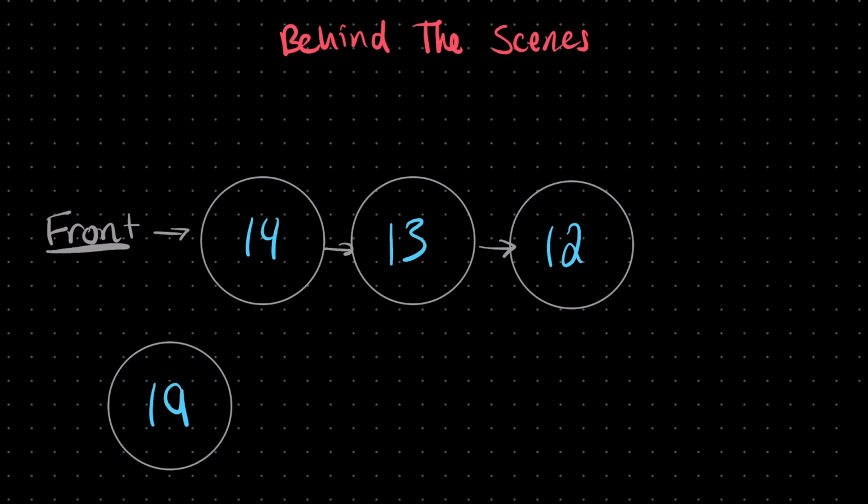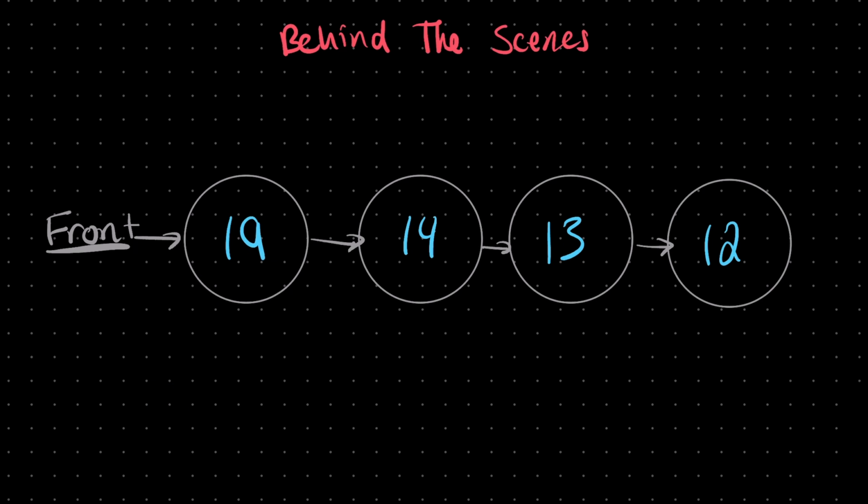Now we add 19. Since 19 has the greatest priority, we know that we need to add it to the front of our queue. Behind the scenes, this looks like pointing 19 to 14, and then pointing the front to 19 as to preserve all of our data. And then after a little rearranging, we can see that everything's in order.